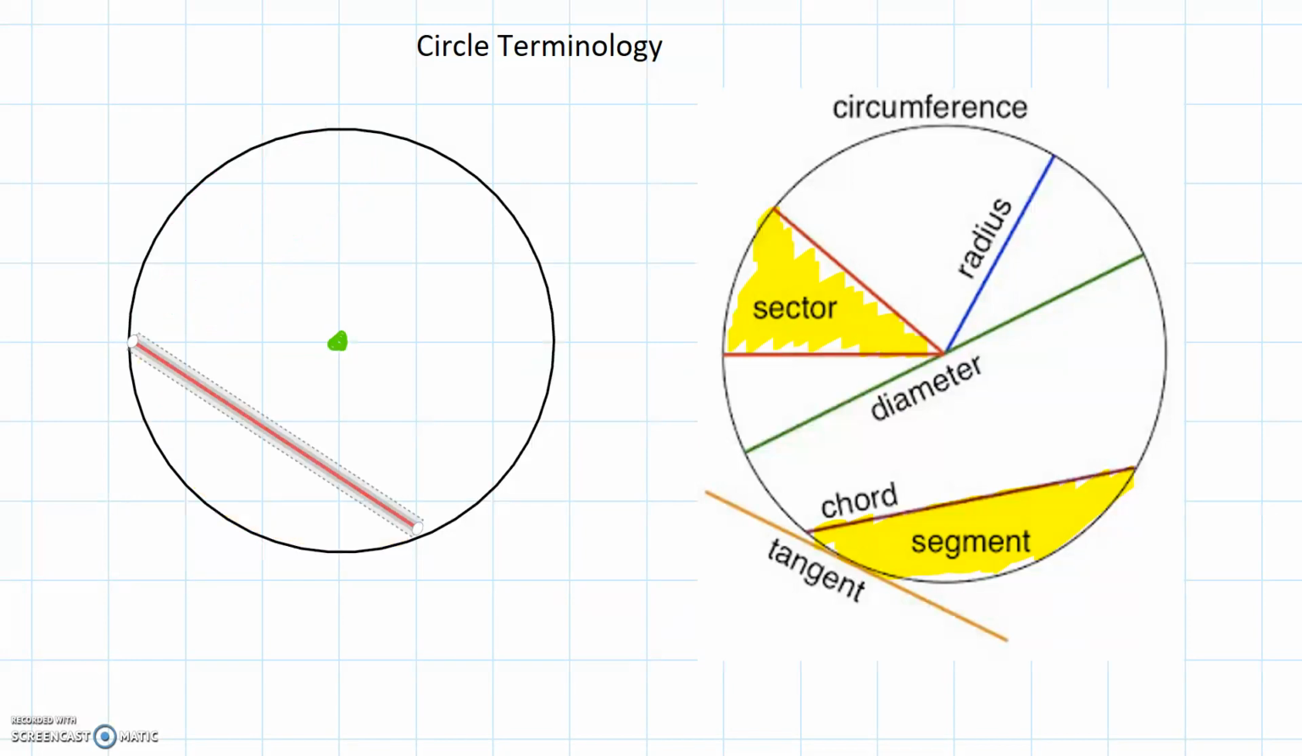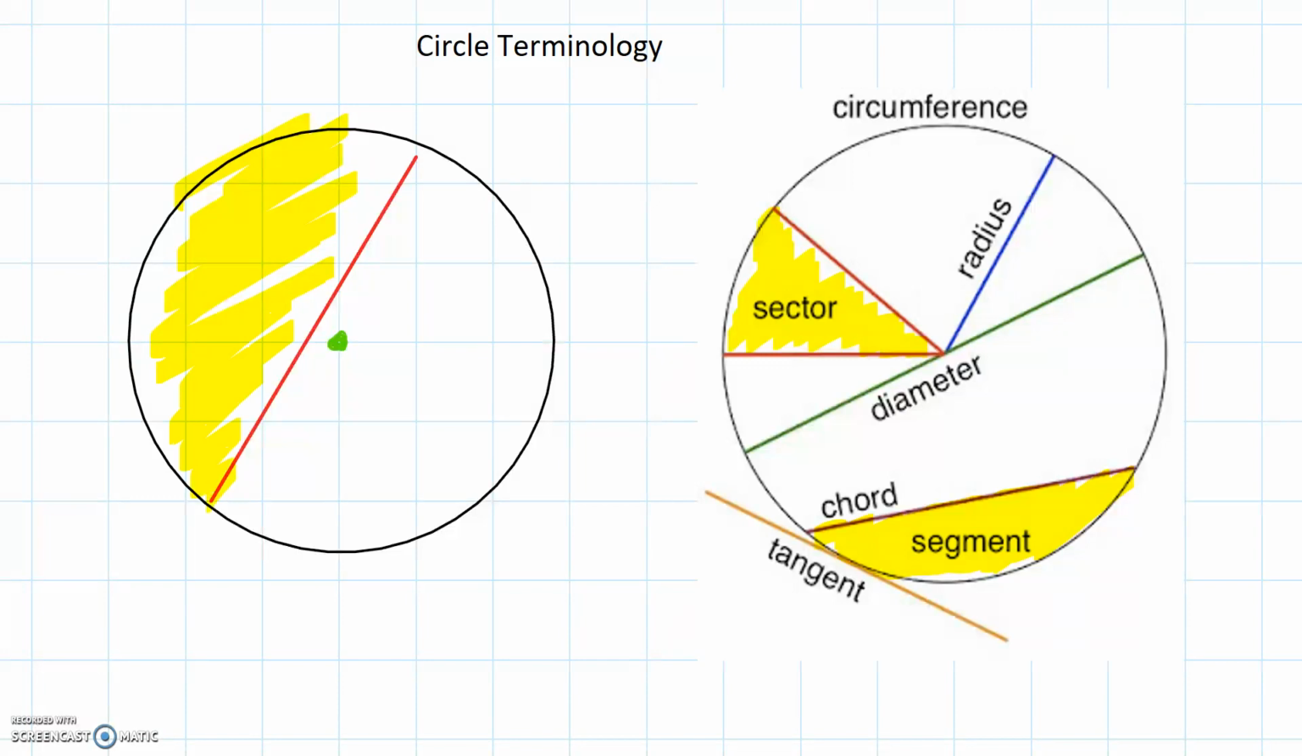Okay, let's just check another one. So we need a chord. Let's go straight. And we might be looking at that segment there.